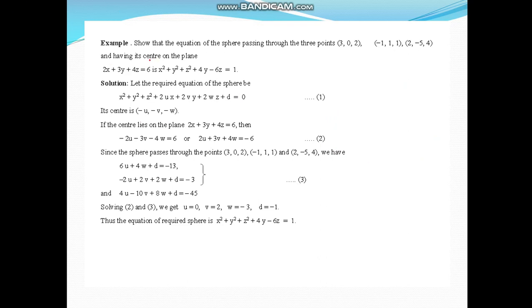Now next example is show that the equation of sphere passing through these 3 points and having its center on this plane is this. It is similar to the last problem which we have done here. So you can try this yourself. It will be our final result. So let me stop here now.